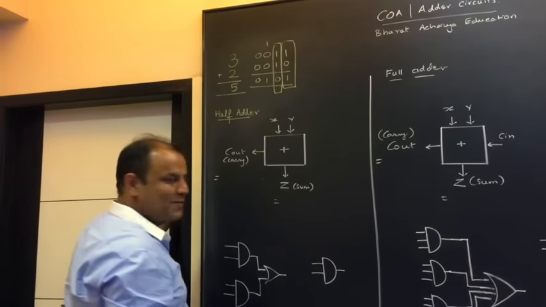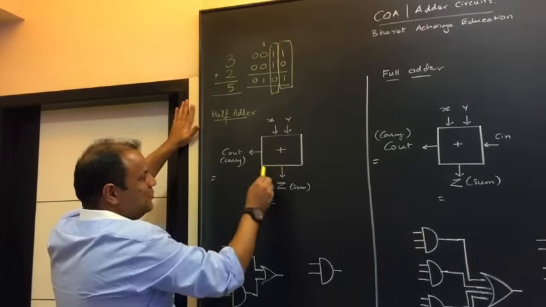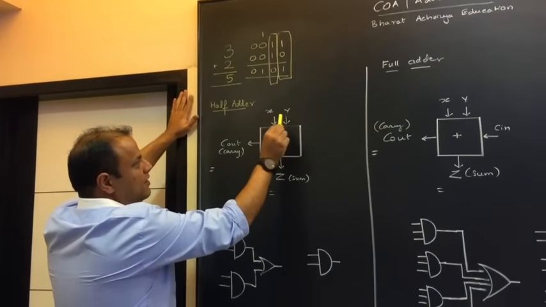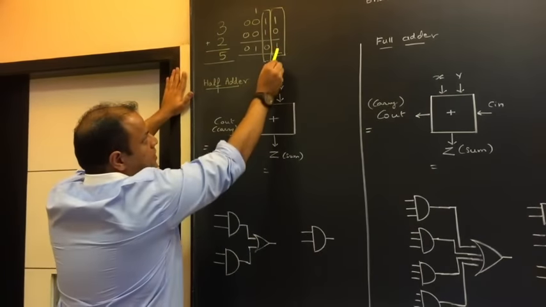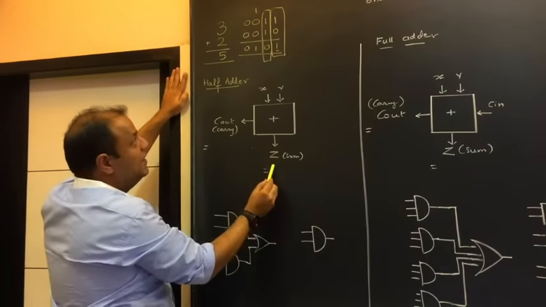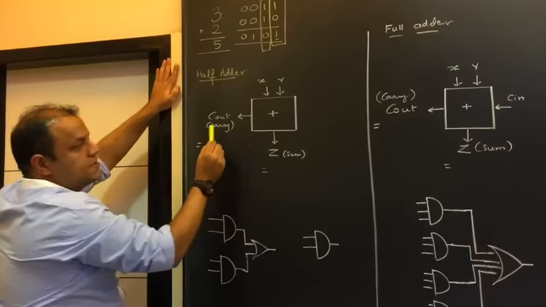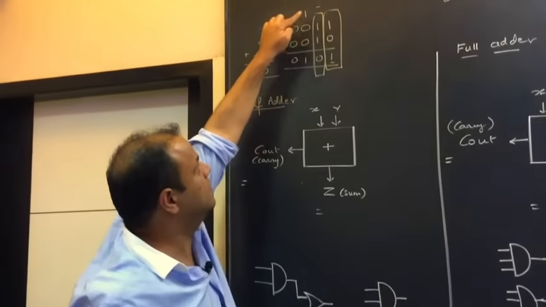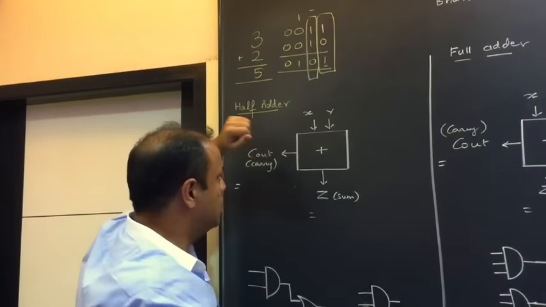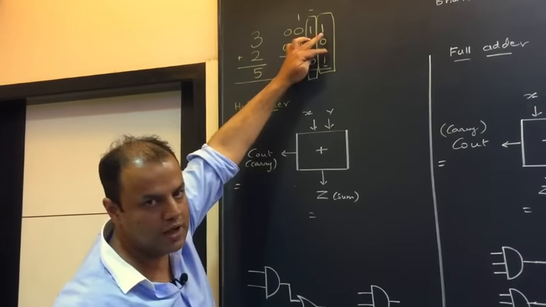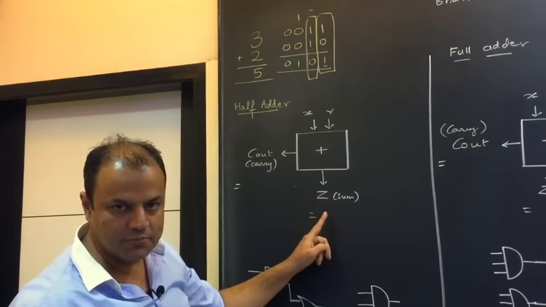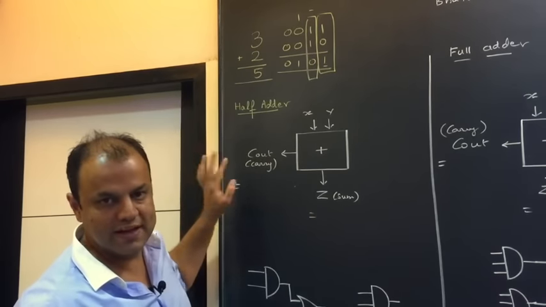Let's start. Come on, look here. Suppose these are two 1-bit numbers, x and y. When you add two 1-bit numbers, you get a 1-bit sum, that is z, and a 1-bit carry, which is c out, which can be 0 or 1. In this case it is 0, in this case it is 1, as you can see. So once again, what are your inputs? x and y, the 2 bits that you want to add. What are your outputs? The sum z and the carry that goes to the next stage, c out.